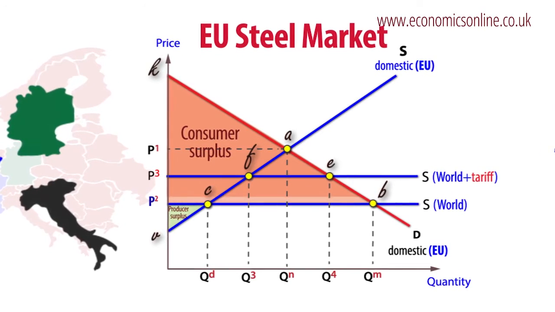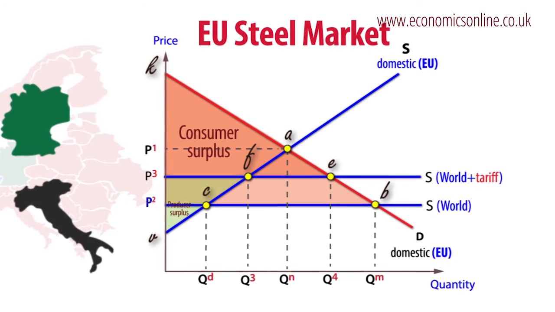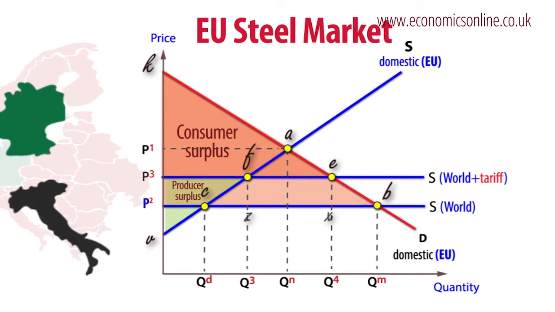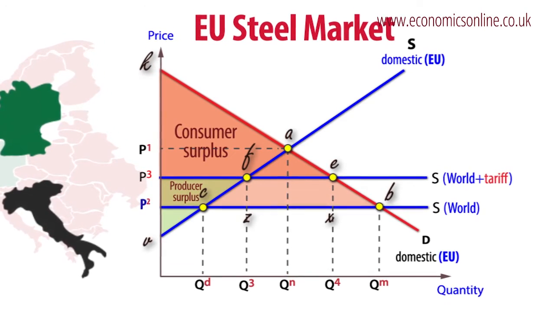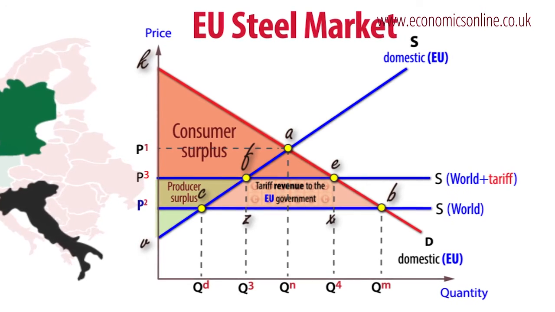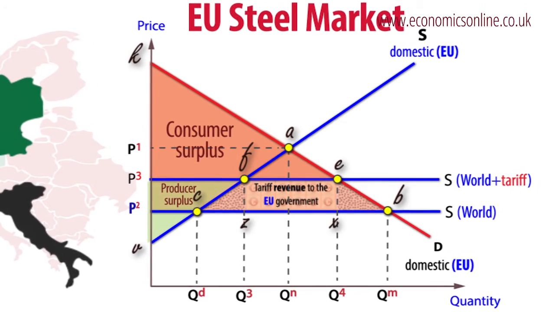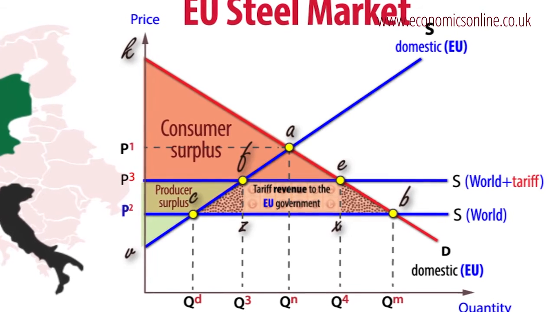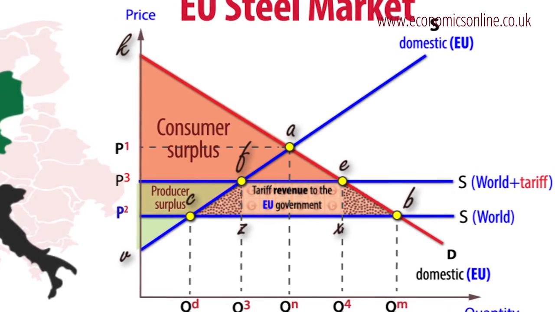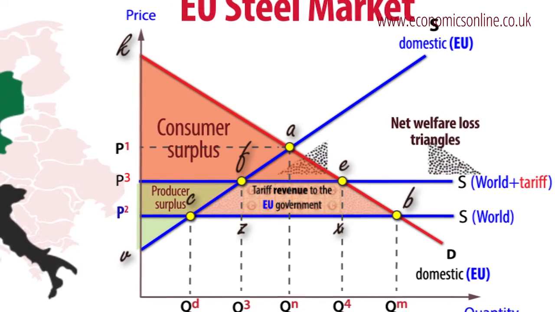However, the EU can gain tariff revenue of the area F, E, X and Z, which is the value of the tariff times the quantity imported. However, this is not enough to compensate for the loss of consumer surplus. The net welfare loss is the sum of the triangles C, F and Z plus E, B and X.